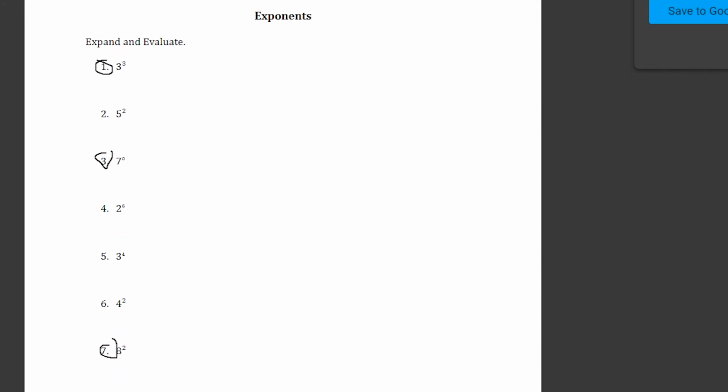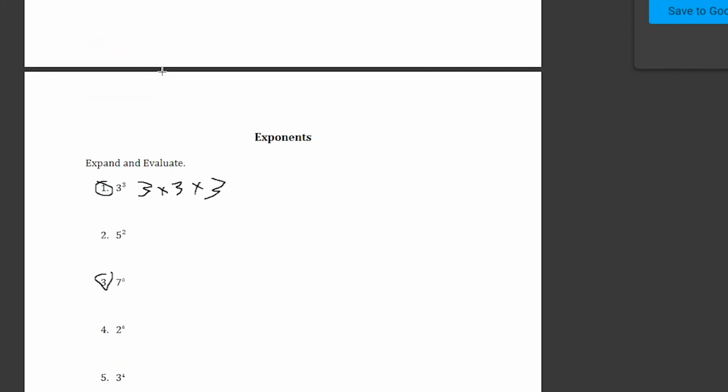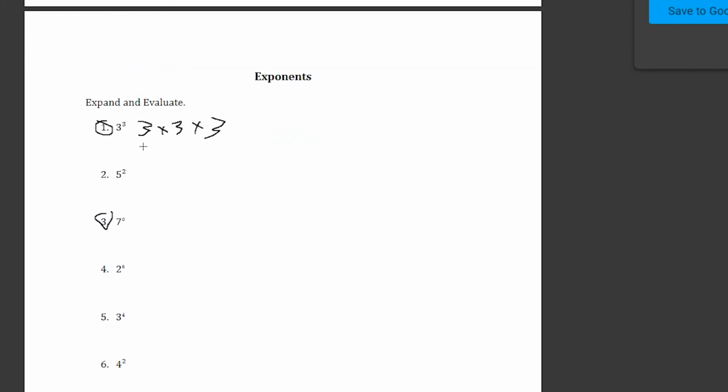For the last page, we're going to be doing normal exponents. So I'm going to be doing numbers 1, 3, and 7 as an example. When we have 3 to the power of 3, that's also another way of writing 3 times 3 times 3. So now that we've broken it up, we can do 3 times 3 first, which gives us 9. And we can do 9 times 3, which gives us 27. So for number 1, our answer will be 27.